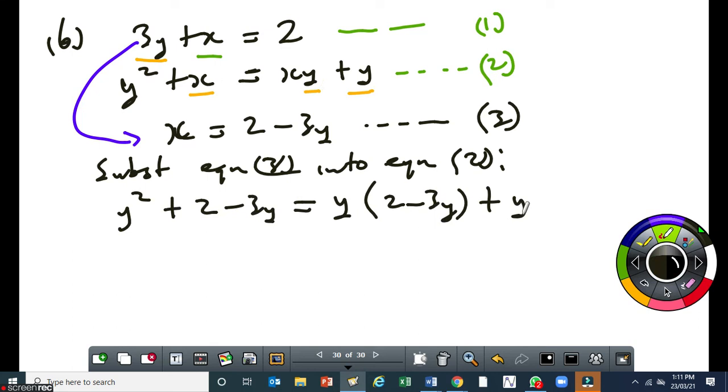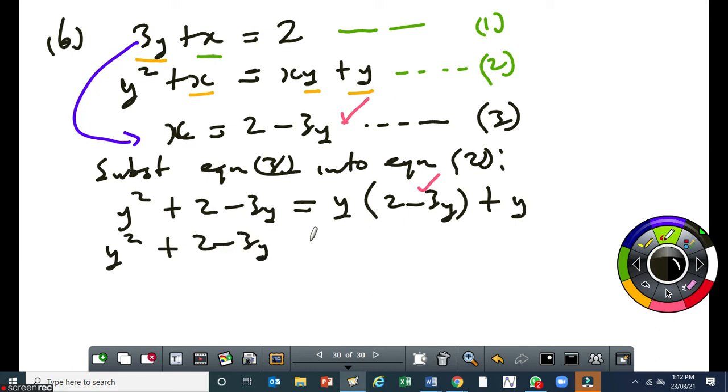So always, when you're solving a set of simultaneous equations in grade 11, you get 1 mark for making x or y the subject, another mark for correct substitution, like how I did there. So 2 marks so far. Generally, a question like this we have about 5 or 6 marks, right? Then I need to simplify this until I create a quadratic equation, so it becomes y squared plus 2 minus 3y equal to 2y minus 3y squared plus y.